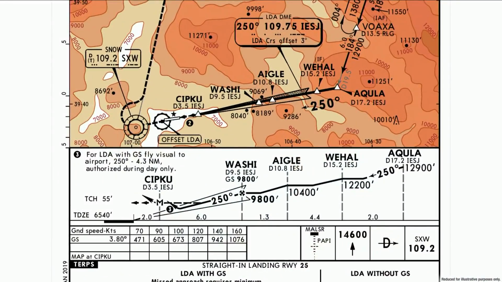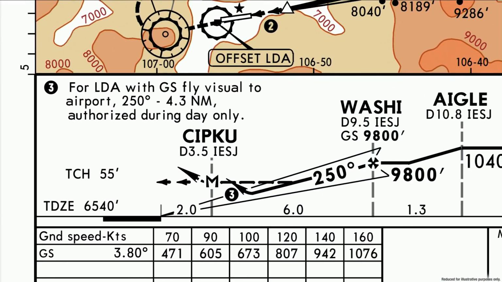And that essentially says, okay, well, you don't need to be able to descend yet, and you don't even need to be able to see the airport. You can just fly visually with the required flight visibility as long as you have ground contact, and maintain ground contact and the required flight visibility until you see the airport. Now, if we go back to that Jeppesen chart, you'll notice it says for LDA with glide slope, fly visual to the airport, 250 degrees, 4.3 nautical miles, authorized during the day only.